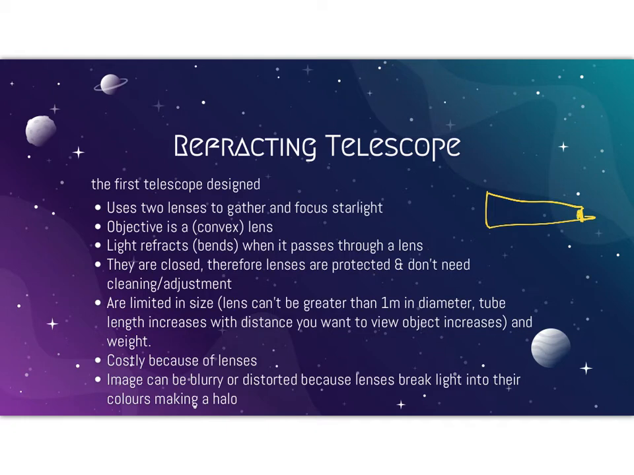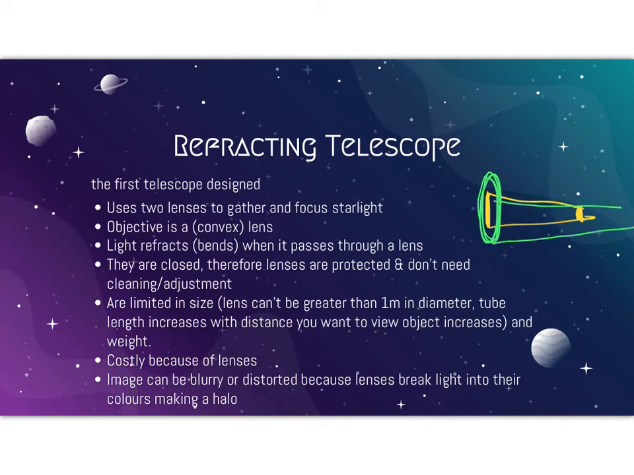So the lenses are at the front and the back of our telescope. These are limited in size. We can't make a lens here greater than 1 meter in diameter. And remember, the size of this lens is what gives us better resolution. We can also only make these so long.